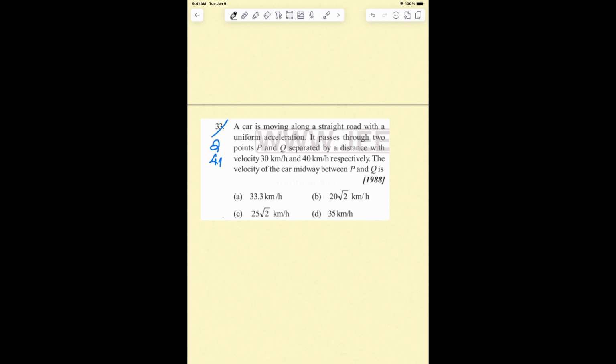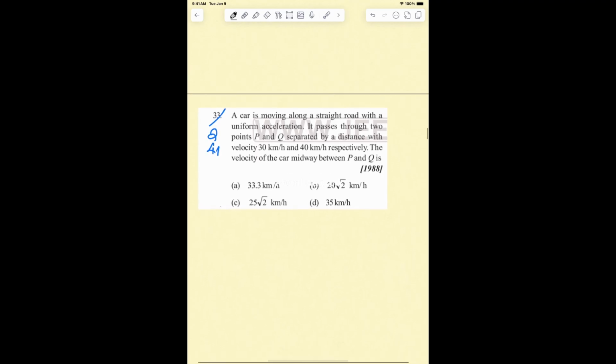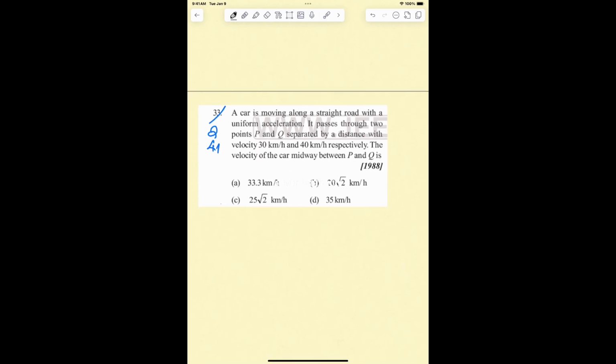Then we go to the next sum, which is a car moving along a straight road with a uniform acceleration. It passes through 2 points P and Q. This is point P, this is point Q. The car is moving between this and this in this direction, separated by some distance. We do not know what the distance is. Okay, let it be. Then this with a velocity of 30 km per hour and 40 respectively. That is when it is passing.